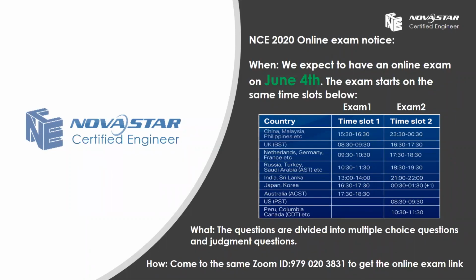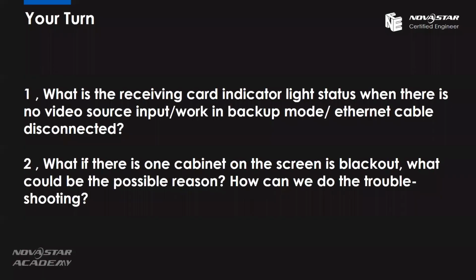If you still remember, in the last course Jenny gave you two questions. So now it's your turn. I will pick two customers, one customer for each question. The first question is: what is the receiving card indicator light status when there is no video source input, when it's working in backup mode, and when the Ethernet cable is disconnected? And the second question is: what if one cabinet on the screen is blacked out? What could be the possible reasons, and how can we troubleshoot? Are there any volunteers?